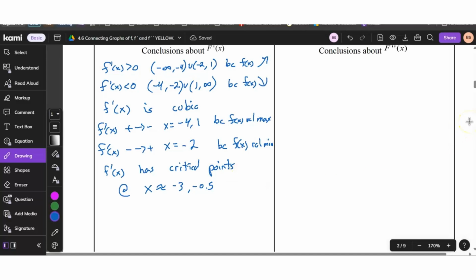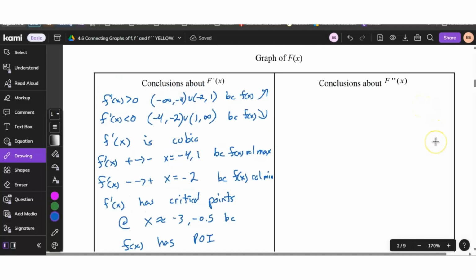All right, let's talk about f prime. But you didn't put because. Here? Okay, has critical points, you're right. Because, thank you. Because f of x has a POI. Absolutely, thank you. All right, what about f double prime?